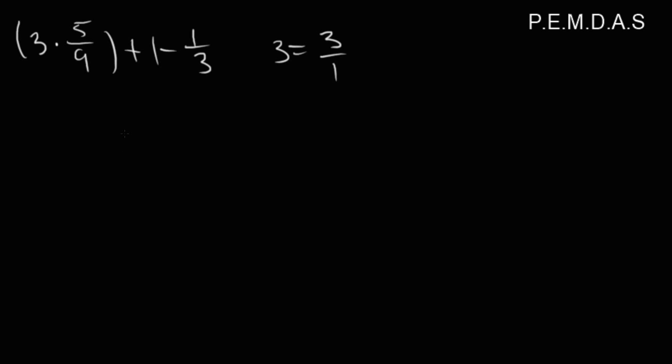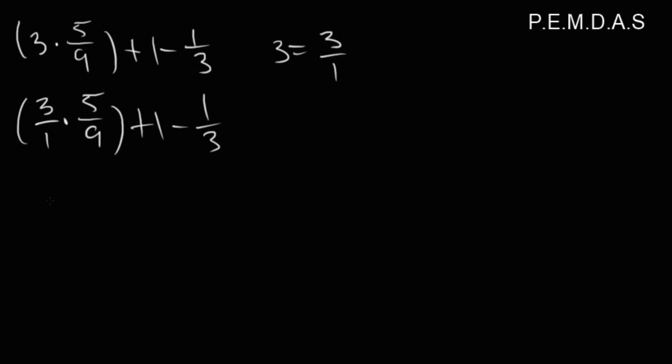Let's look at another example. Feel free to pause the video. 3 times 5 over 9, in parentheses, plus 1 minus 1/3. Note that 3 equals 3 over 1. Anything divided by 1 is itself. So we can do that so that we can combine these two and make that a fraction and combine it. So I have 3 over 1 times 5 over 9 plus 1 minus 1/3.